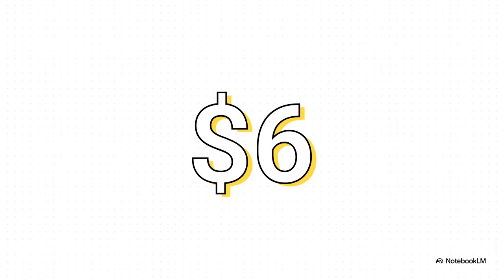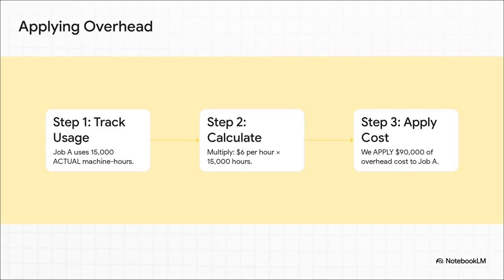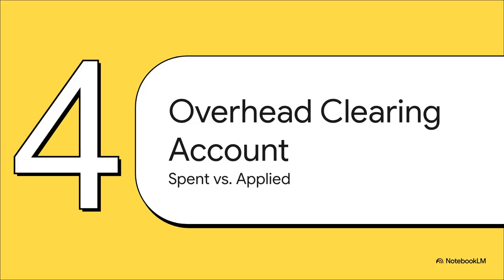Let's make this real. Let's say we did all our calculations and our predetermined overhead rate, our POHR, came out to be a nice clean $6 for every single hour a machine is running in our factory. So check this out. During the month, we tracked job A. The records show it used 15,000 actual machine hours. So what do we do? We take our rate, $6 an hour, and multiply it by those 15,000 actual hours, and boom, we apply $90,000 of manufacturing overhead costs to job A. Simple as that.